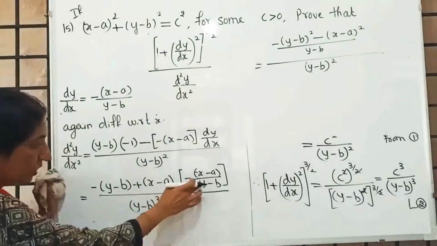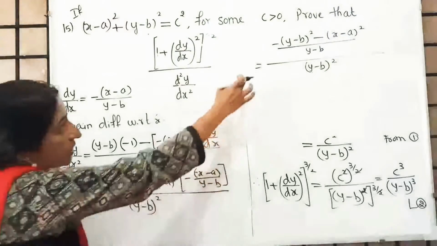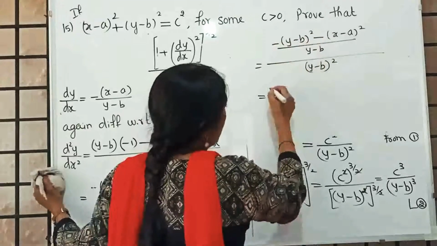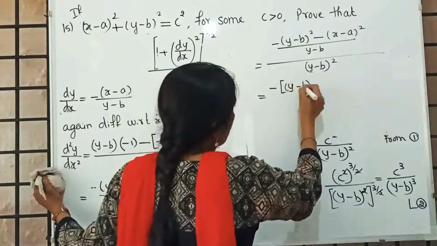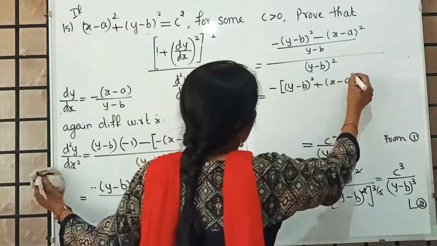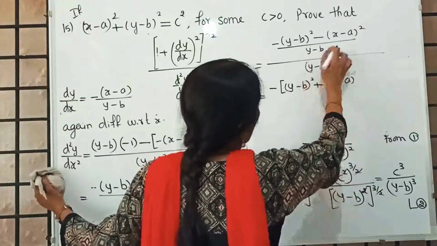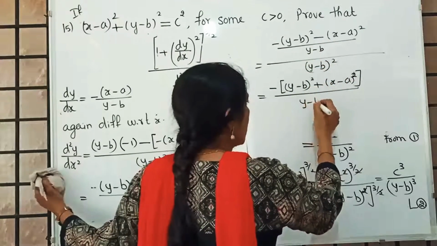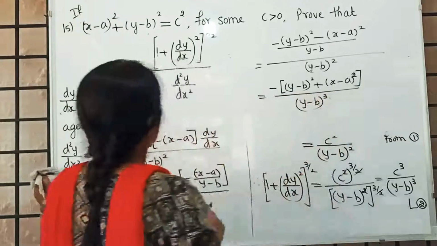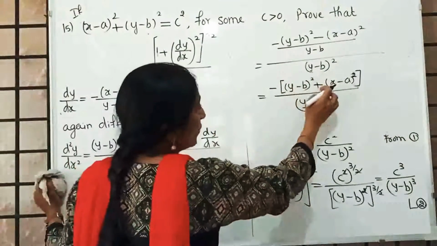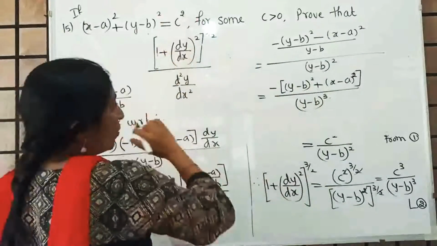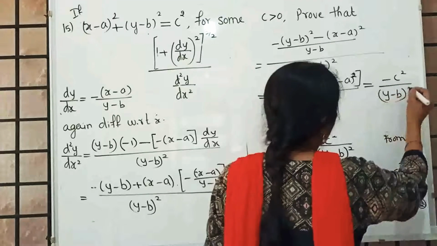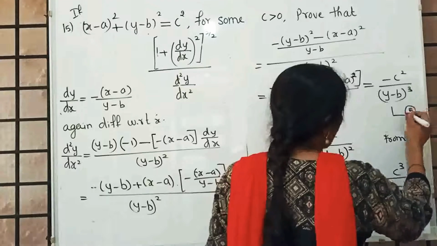That means I took the LCM for the numerator that I wrote here, and this denominator I kept as it is. This is written as, in the numerator I took minus common, (y minus b) whole square plus (x minus a) whole square, and this (y minus b) comes in the denominator. Already two terms are there and one more term, it is (y minus b) whole cube. But what is (y minus b) whole square plus (x minus a) whole square? Is it c square or what? Yes. This is minus c square upon (y minus b) whole cube. Let us call this equation 3.